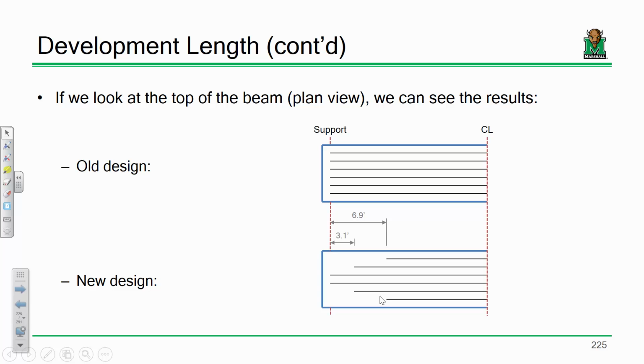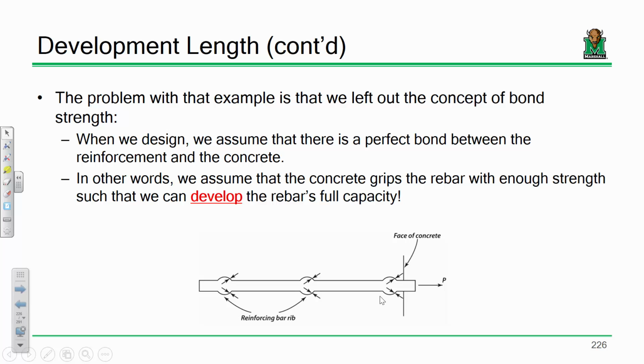And one of the things we were saying is, well, you actually don't really need those 6 bars throughout the entire length because M max, your maximum bending moment, only occurs at midspan. So you really only need those bars at midspan. So why do you continue those bars all the way along the length of the beam? And the answer is because of bond strength.